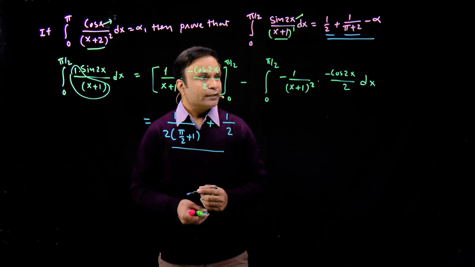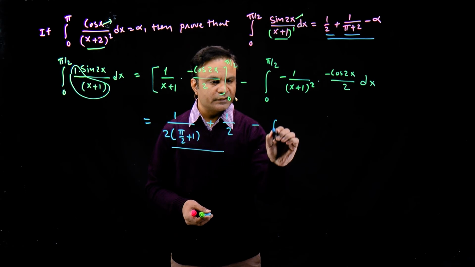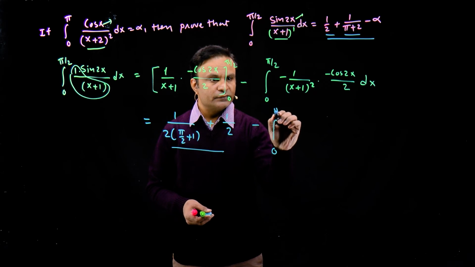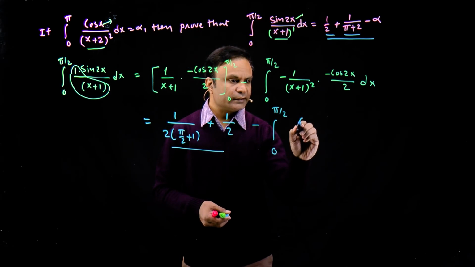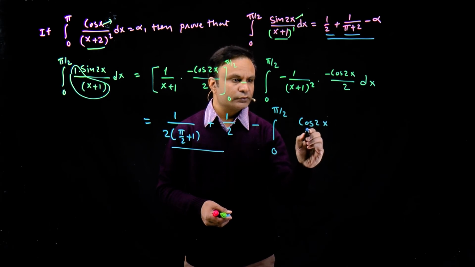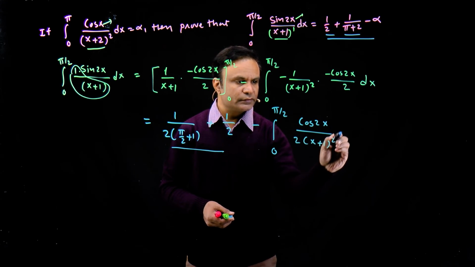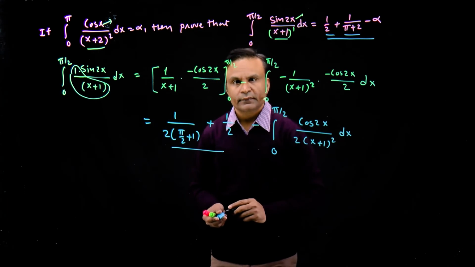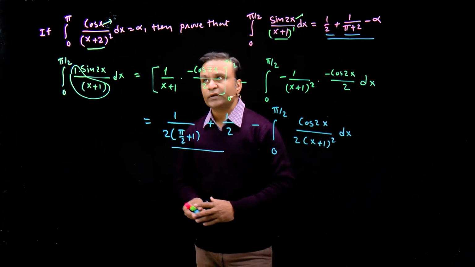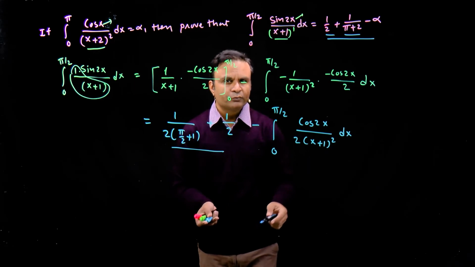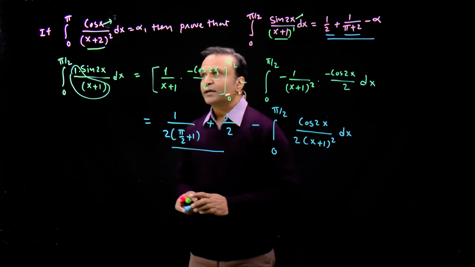Next, here we have minus minus minus, so we have three minus signs. The limits are 0 to pi by 2, and then we have cos 2x upon 2 times (x plus 1) square. What next? How can we get this value in terms of alpha? In fact, we have to prove that this is alpha, so we will get this result.